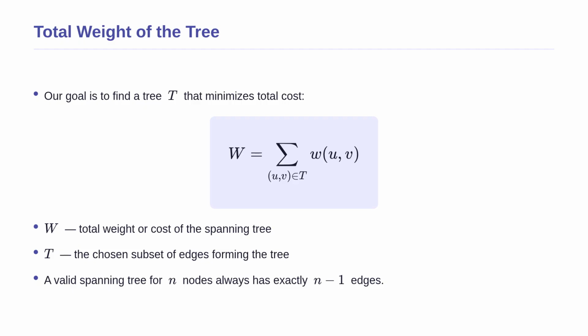Building on that notation, we need a way to calculate the total cost. Here, W represents the total weight or total cost of our spanning tree. The Greek letter sigma means we are adding everything up. We are only summing the weights of the edges that we have actually chosen to be in our tree T. To solve the problem, we must find the specific tree T that makes W as small as mathematically possible. Crucially, if our graph has n nodes, any valid spanning tree will always have exactly n-1 edges. Adding one more creates a cycle, and removing one leaves a node disconnected.